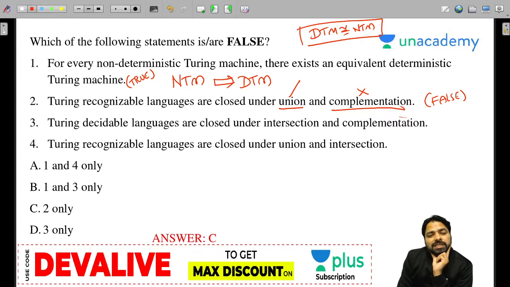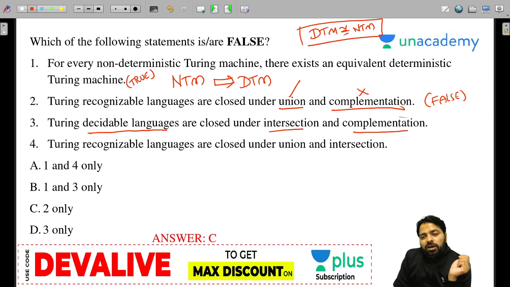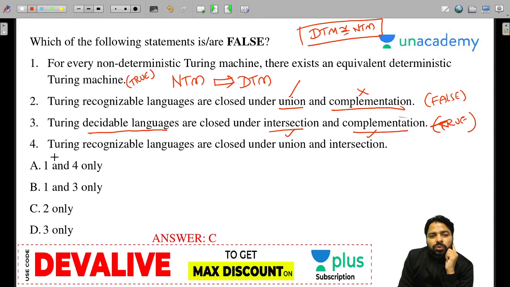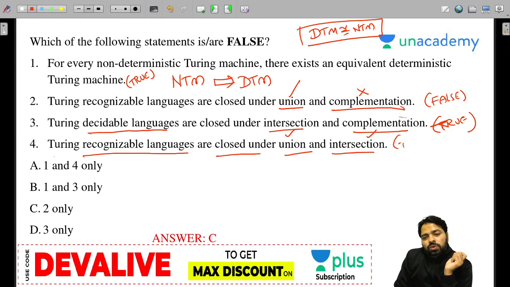Turing decidable means decidable languages. Recursive languages are closed under intersection and complement. Both are correct. So this is a true statement. Even the first statement was true. Right. Fourth one. Turing recognizable means RELs, recursively enumerable languages, are closed under union and intersection. This is also true. Only the second statement is false guys.